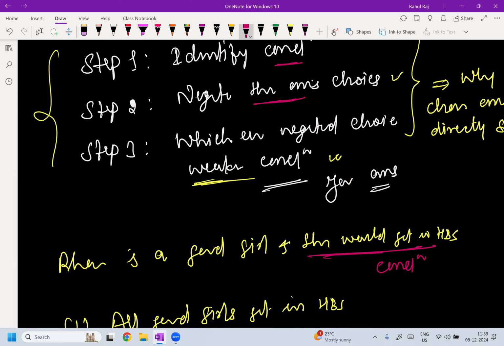And the second step says negate the answer choices. What do you mean by negate, by the way? Imagine Rahul is a good guy. What is the negation of this statement? Rahul is not a good guy. You can never negate it by saying that Rahul is a bad guy.